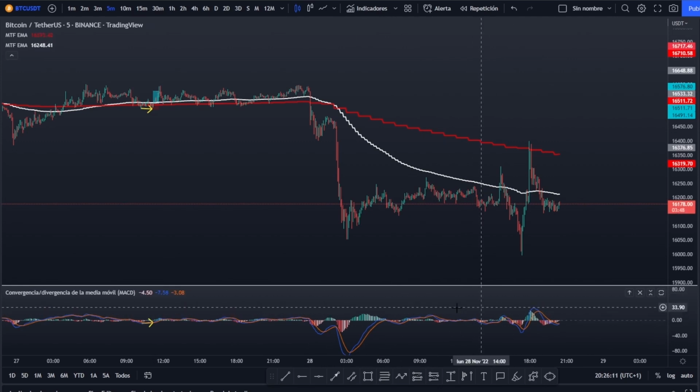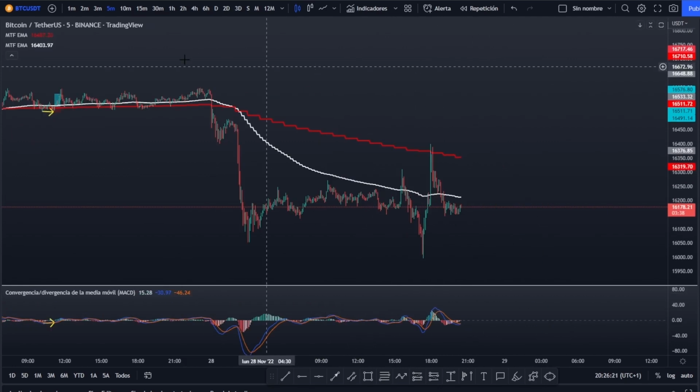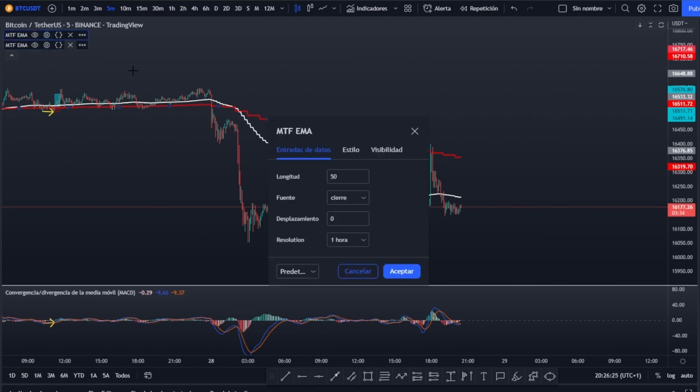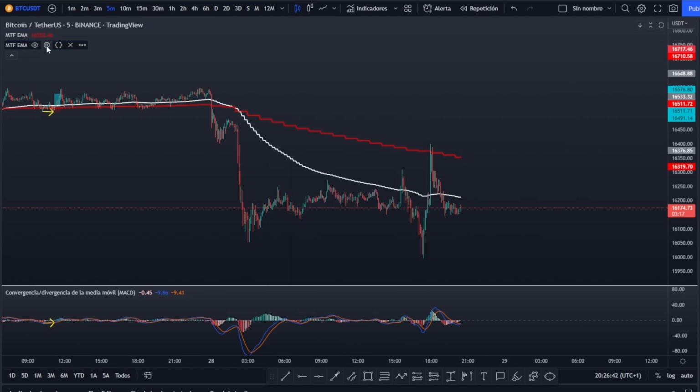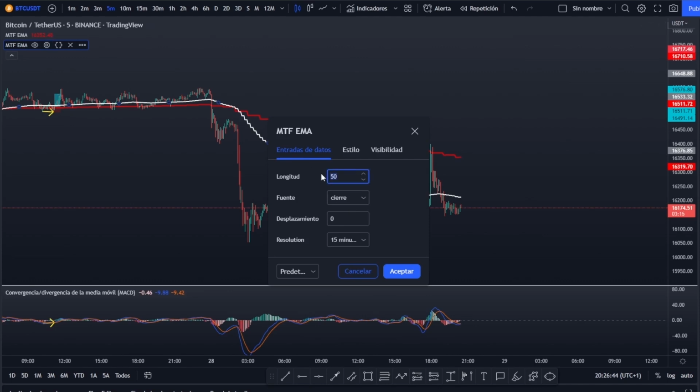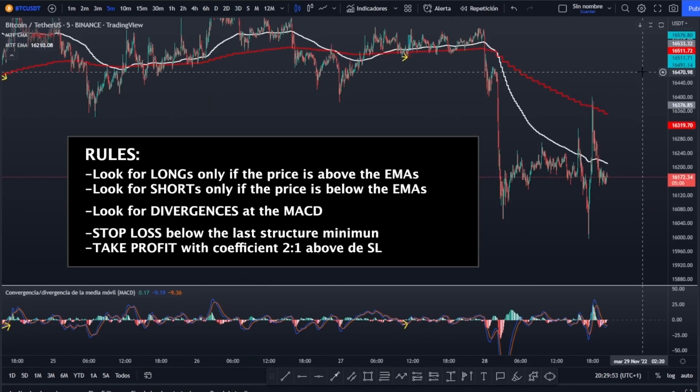In the case of the MACD, we leave it exactly as it comes, but with the EMAs we would place, for example, the one we have in red. In data entries we put length 50 and in resolution 1 hour, since it is the time frame that interests us for this average. On the contrary, the one we have in white would also be 50 in length, but this time in the 15-minute time frame.